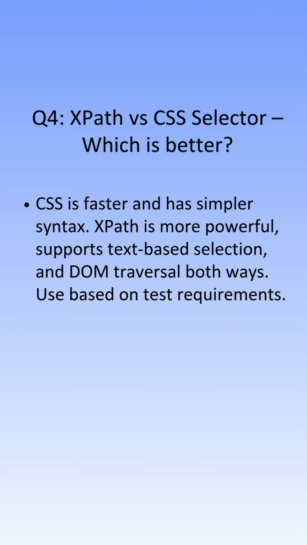On the other hand, CSS selectors are patterns used to select HTML elements based on their ID, class, type, attributes, and hierarchical relationships, the same way we use them in styling with CSS. Now let's compare them based on key features.